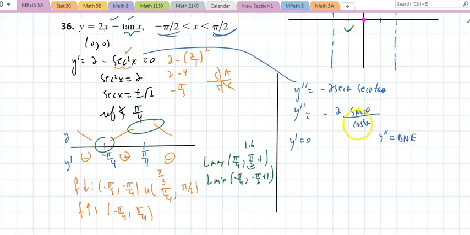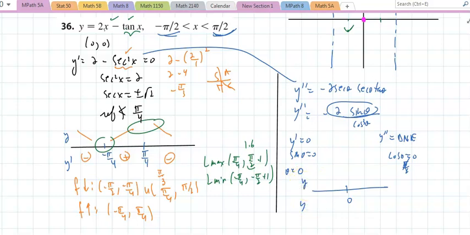Well, this would equal 0 when sine equals 0. Sine equals 0 at 0 or pi, but I can't reach pi. And it does not exist when the cosine of theta equals 0. I should put that here. And that happens at pi over 2, but that's not allowed. So 0 is the only point I gotta worry about. This is y double prime, and this is y.